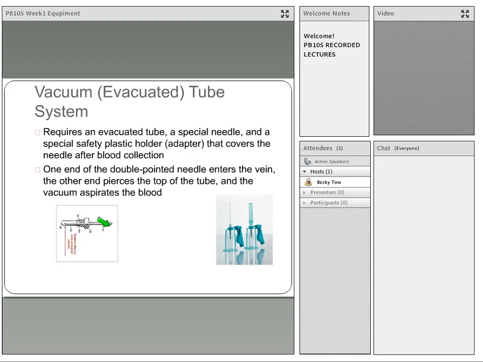It pierces the tube and fills with the exact amount that it needs based on manufacturer recommendations. So this is an ETS system. You have a plastic holder, and that holder is where your test tubes will go.